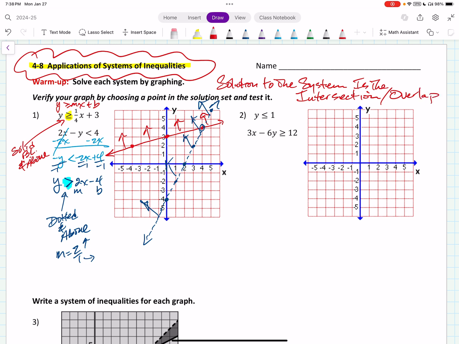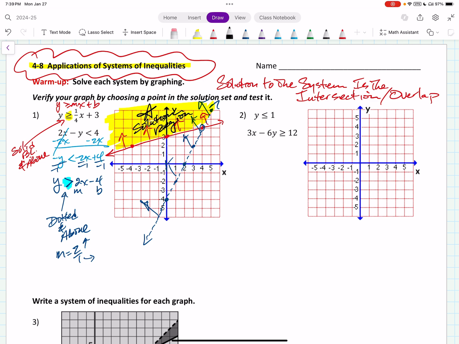Okay, so in this case, in my graph up here, where does the red intersect the blue? Well, let's highlight it. It's in this yellow region right here, where red overlaps with blue, above the red line and above the blue line. That's called the solution region, in that yellow region right there. And any point in there satisfies both inequalities. That's what it means.